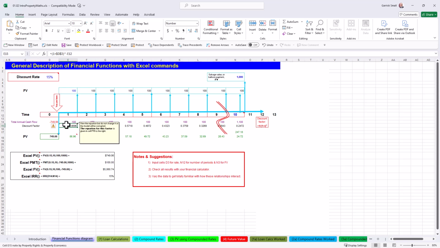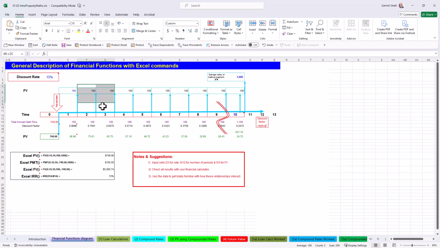1 plus i is 1.15. You can check that maths if you like. And n is 1 for 1 year, a period of 1. And we're going to divide it. And so the reciprocal of 1.15 is 0.86. We multiply the $100 we have to wait for by the 0.8696 discount factor. And that means that the $100 in the future is only worth the equivalent of $86.96 today.